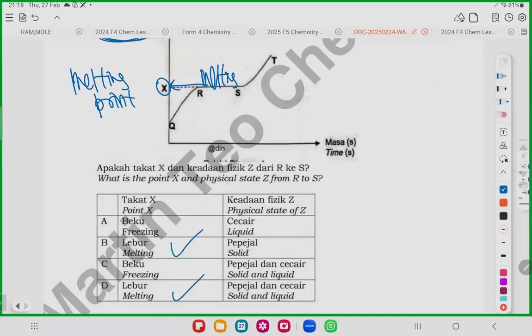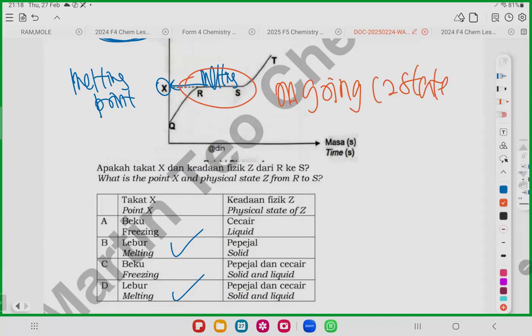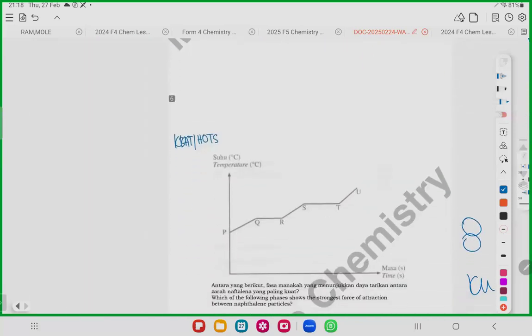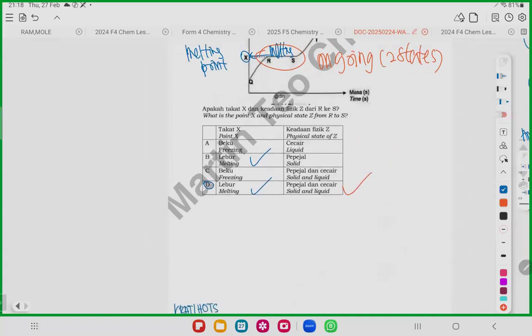So what is the physical state from R to S? R to S is on the horizontal line. When you are on the horizontal line, the change of state is ongoing. When the change of state is ongoing, you always get two states, or not? So solid and liquid. So the answer is D. I don't think it's very hard, right? This question is very doable if you really understand the logic.